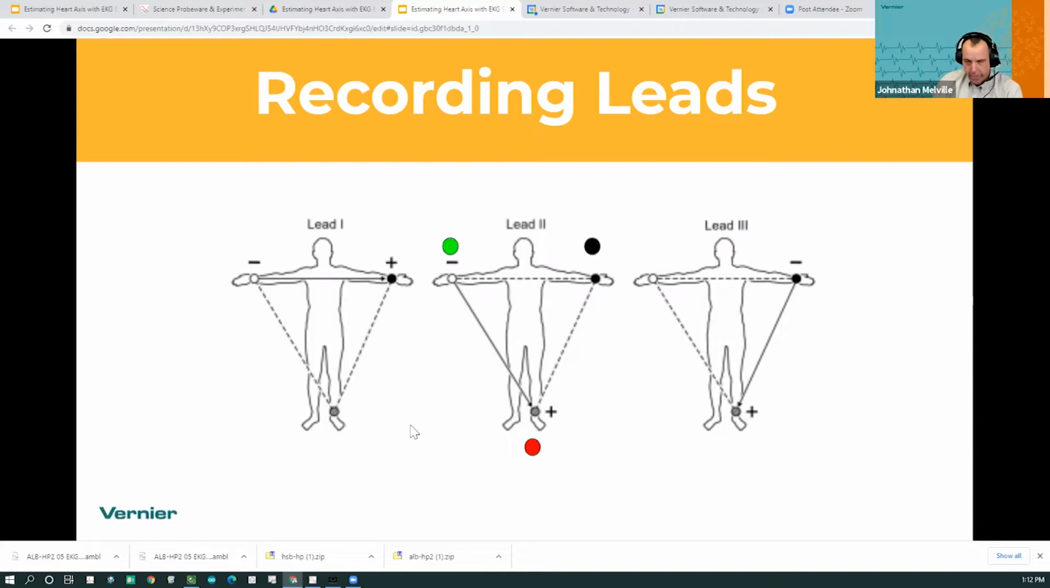Then the second trace, you record green is still on the right hand. Red is then moved down here to the left foot. And then the last one, here we rotate the green lead and the red lead stays down here. Any other questions?